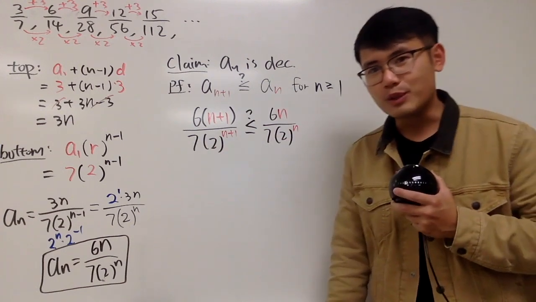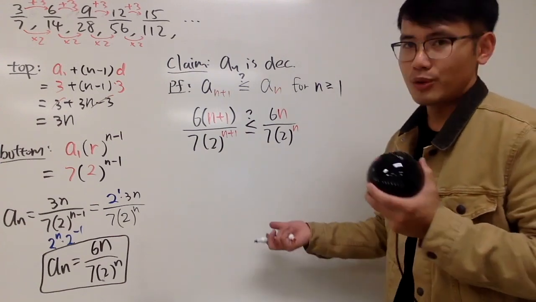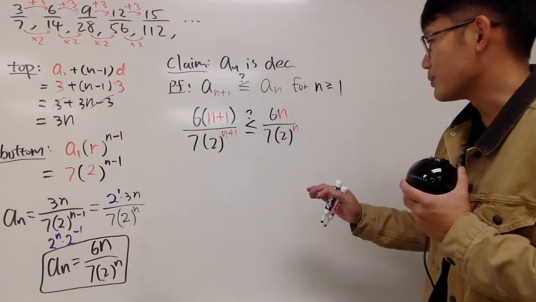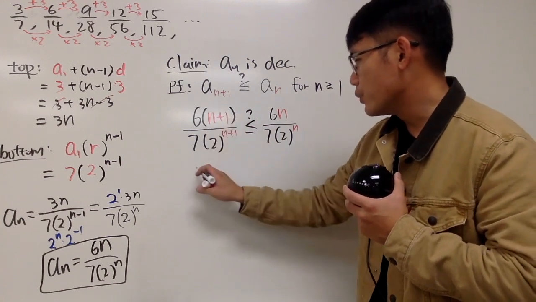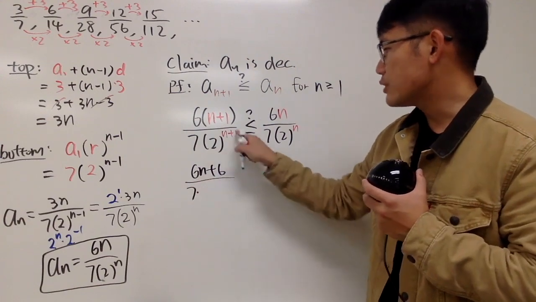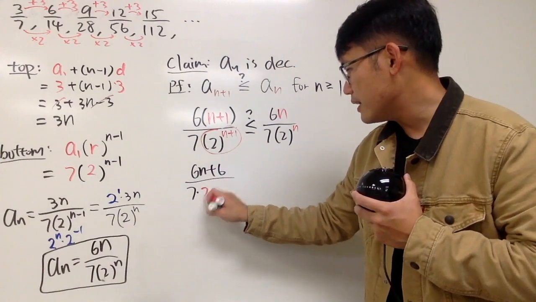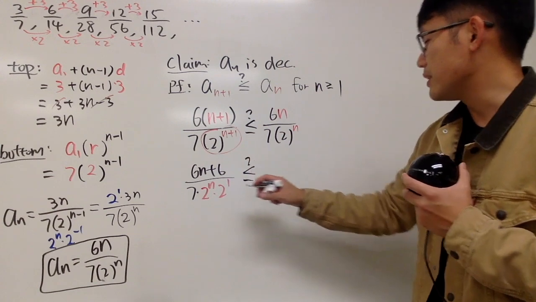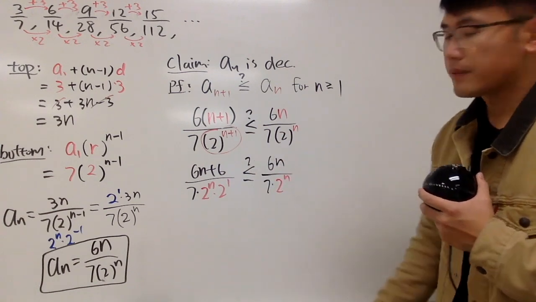We just have to check this inequality. The good thing is that everything is positive, so we can just do some usual algebra without really worrying about the inequality symbol too much. Alright, so perhaps this is what we can do. This right here, of course, we can distribute. We get 6n plus 6 over 7 times, let's rewrite this part as 2 to the n times 2 to the first. Are we going to get this being less than or equal to 6n over 7 times 2 to the n?